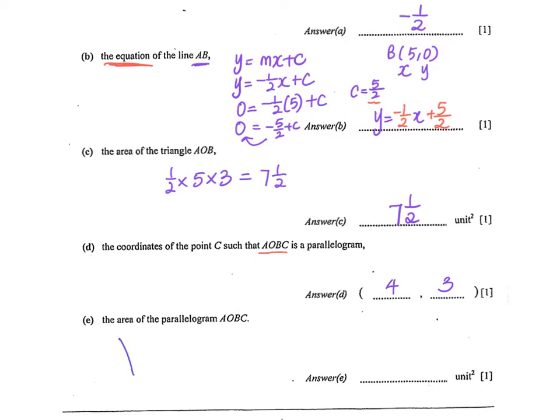Now my parallelogram looks like that, right? I found the area of triangle AOB just now, right? So what's the relationship between the area of parallelogram AOBC and the area of triangle AOB? I just need to take the area over here and times it by 2. So it'll be 7.5 times 2. That will give me 15 units squared. Have you gotten the answer?